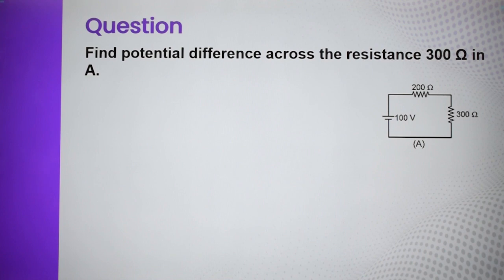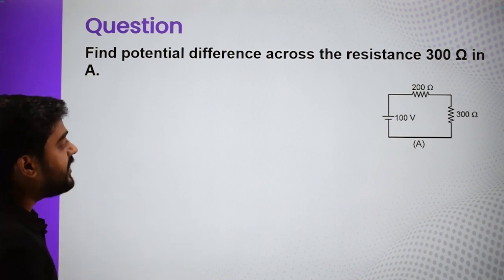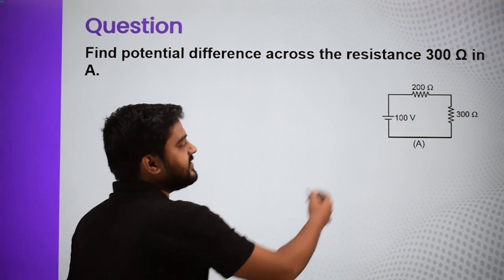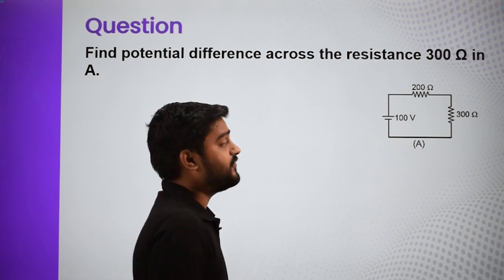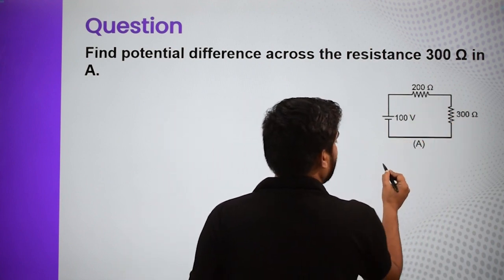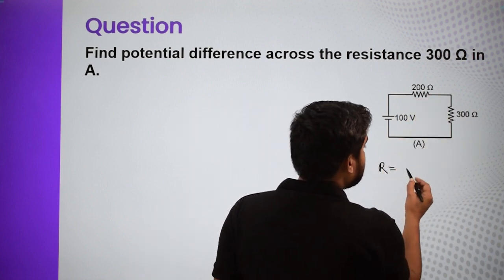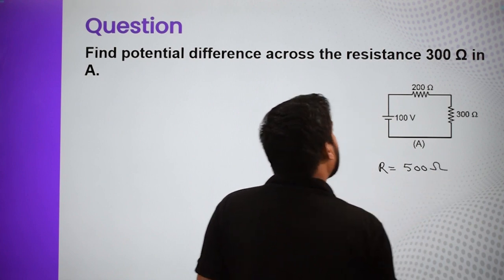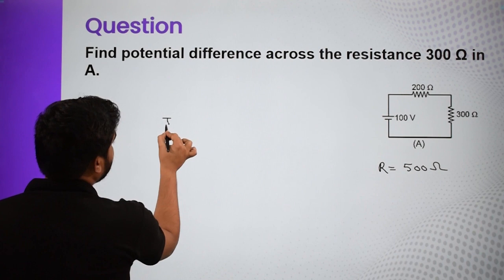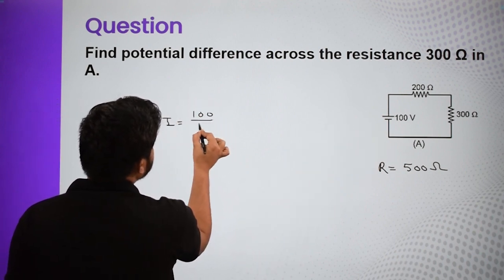Now let us see this question. This question says find the potential difference across the resistance 300 ohm in A. So this is the A and there is basically 300 ohm, and they are asking what is the potential difference across it. For that I am simply finding the current first. For finding current I am finding total resistance. These two are basically in series, so total will be 500 ohm. And now I am finding the current. So current is basically V by R. So 100 volt by R, which is 500.